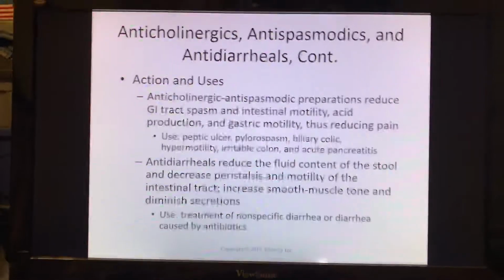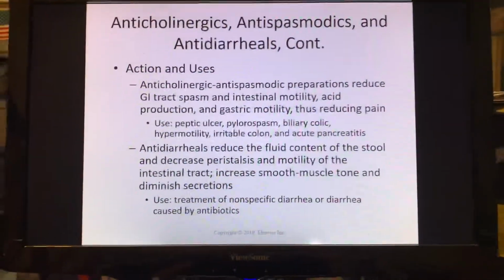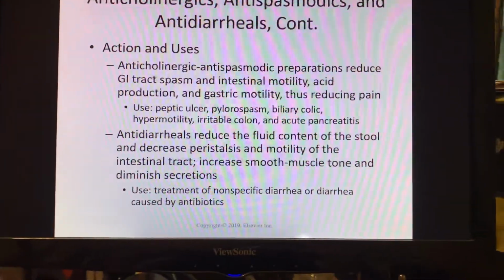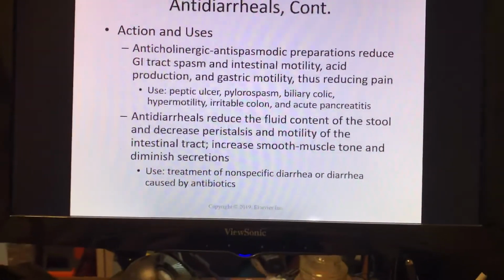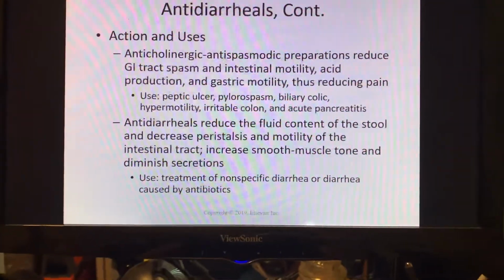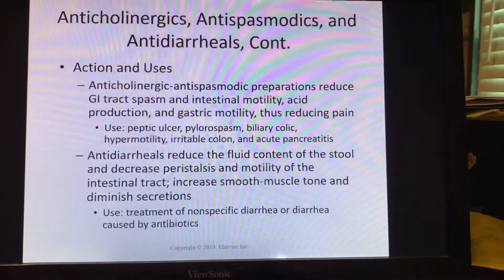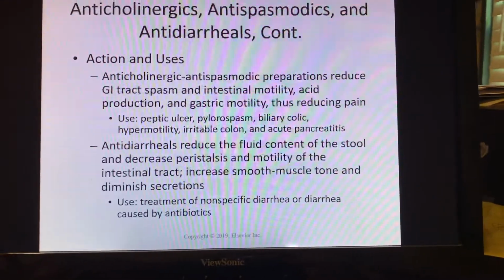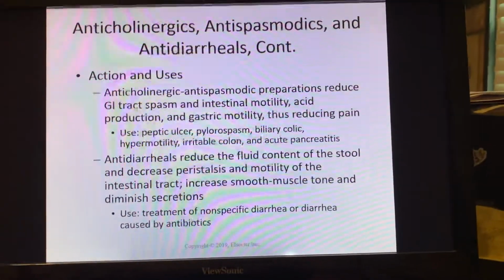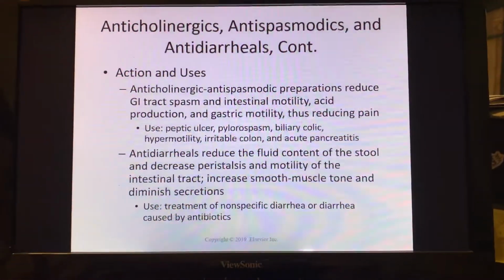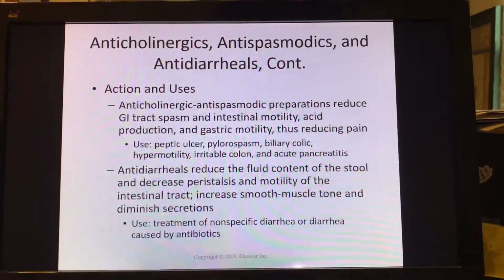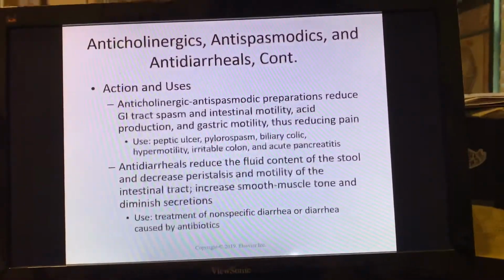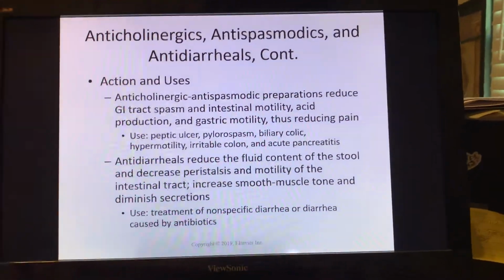So we know that anticholinergics slow down intestinal motility. Acetylcholine or cholinergic activity encourages that feeding and digesting process. Anticholinergics, anything that blocks acetylcholine, is going to work against that. So anticholinergics or antispasmodic preparations reduce cramping and intestinal motility, which in turn decreases acid production and movement of the stomach. And so that helps get rid of pain.